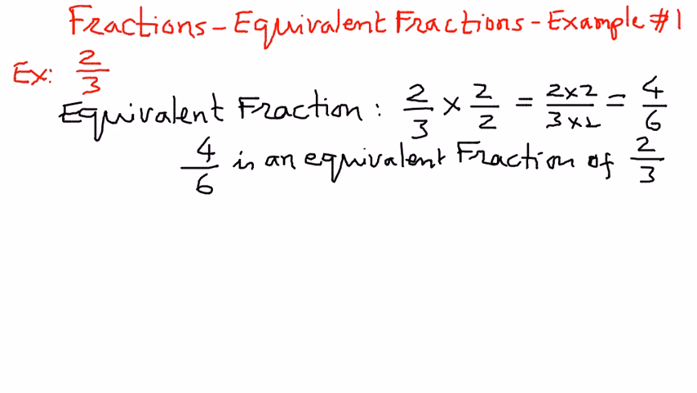So therefore, when the numerator and the denominator of a fraction are multiplied by or divided by the same non-zero number, the non-zero number here is 2. In this example, we have multiplied and divided by 2. By the same non-zero number, the resulting fraction is equivalent to the original fraction. The equivalent fraction we have obtained was 4/6. So 4/6 is called an equivalent fraction of the original fraction 2/3.